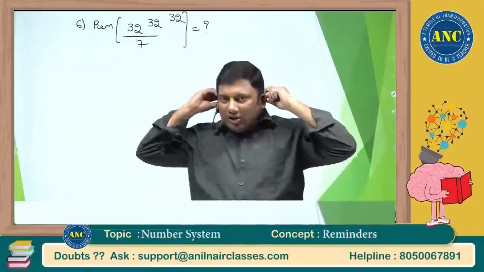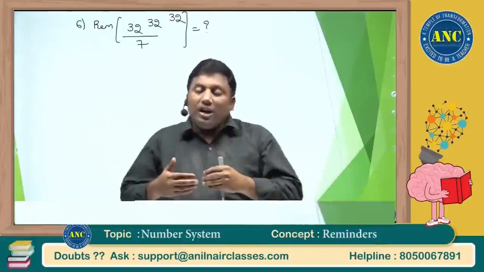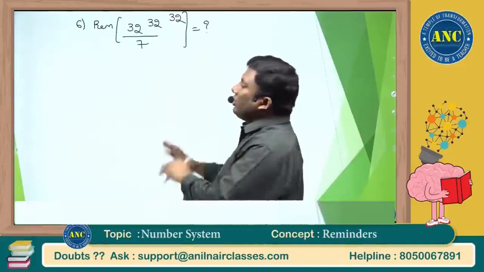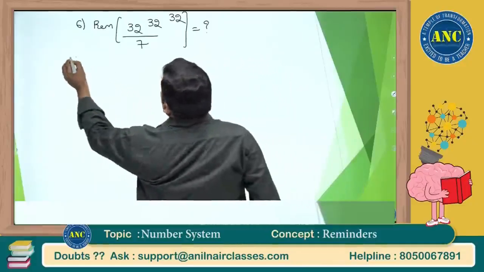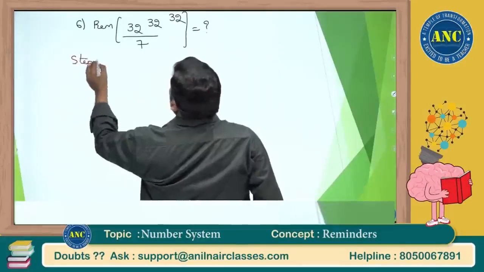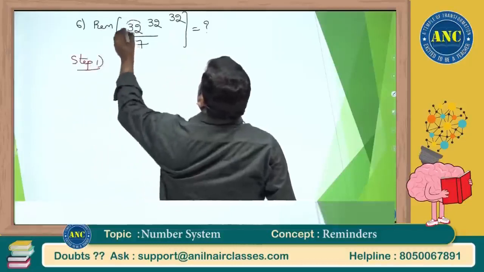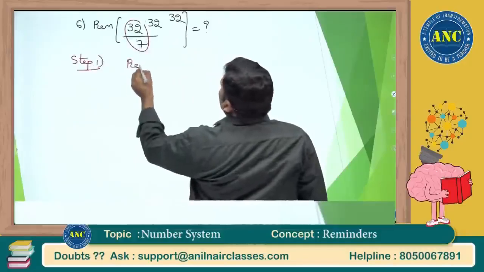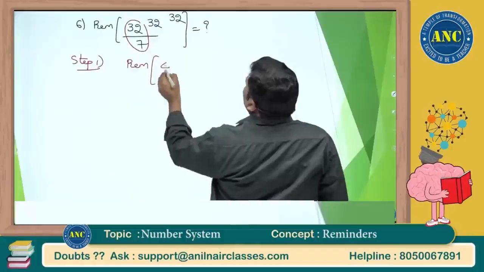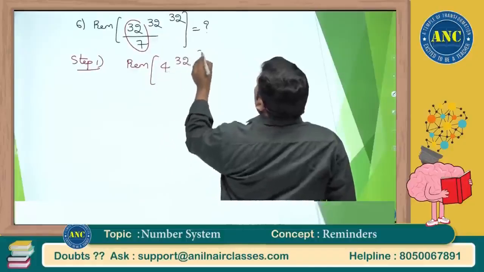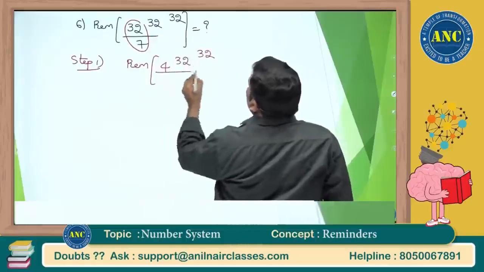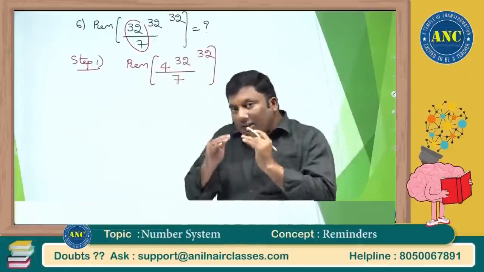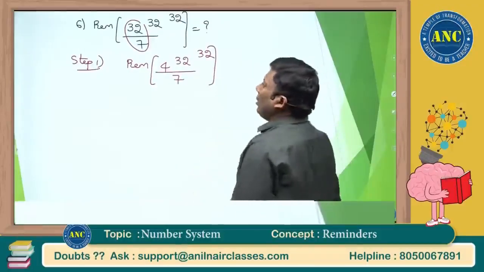Fifth question is the foundation problem. From the foundation, we'll keep on solving a few more problems so that we'll understand it step by step. Step number 1: if the numerator base is greater than the denominator, first reduce. 7 4s are 28, remainder it is 4. 4 power 32 power 32 divided by 7. Make the numerator base smaller than the denominator.